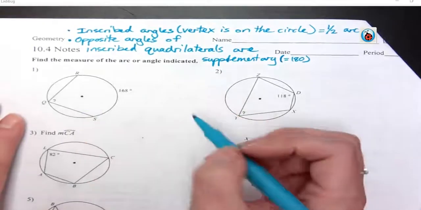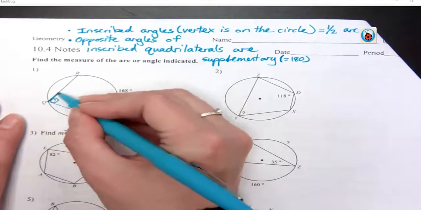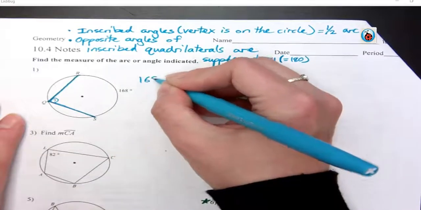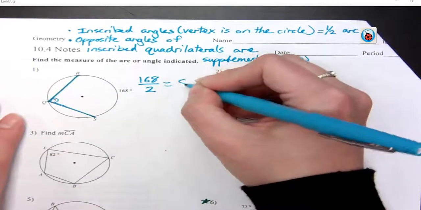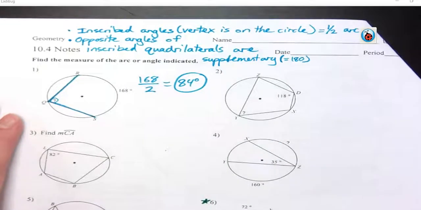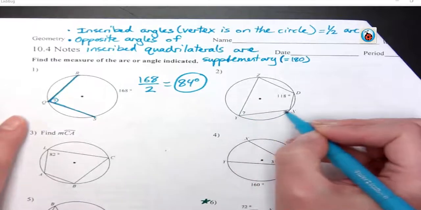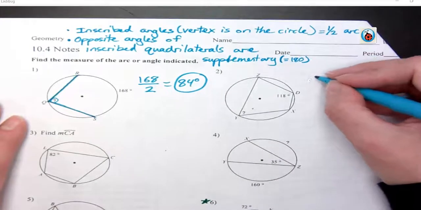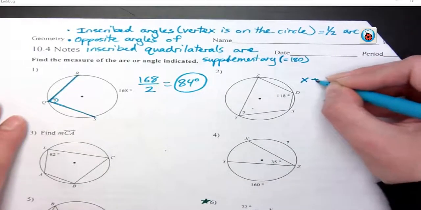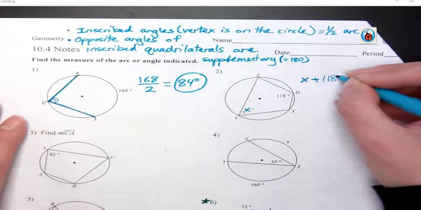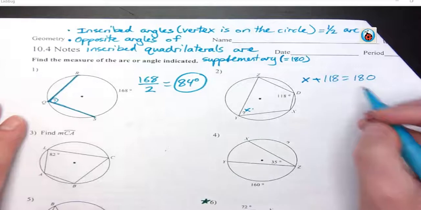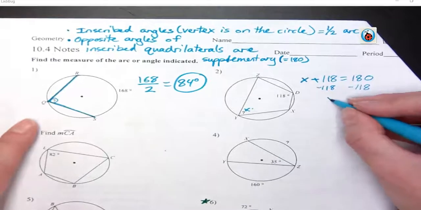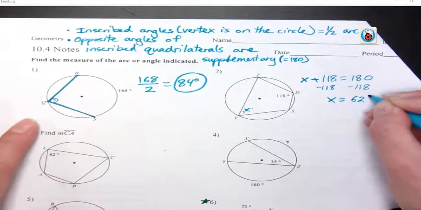So this one, we see it asks us to find this, which is nice and evenly the inscribed angle of arc 168. So we just do 168 divided by 2, which gives us 84 degrees. All right. This one, it asks us for this, and it did not give us the arc, but it did give us the opposite angle. And so we just have our angle we're looking for plus 118 equals 180. And so we subtract 118 to get x equals 62 degrees.